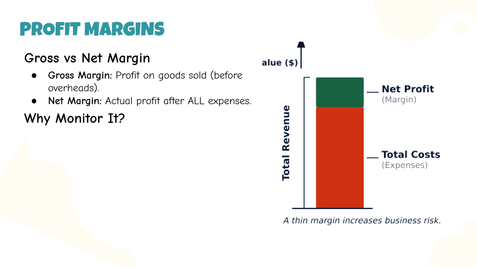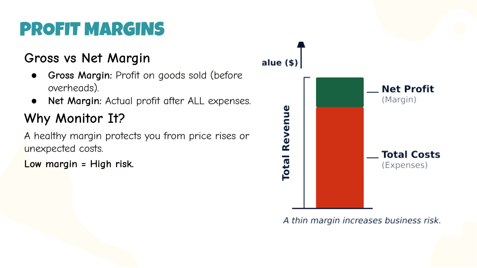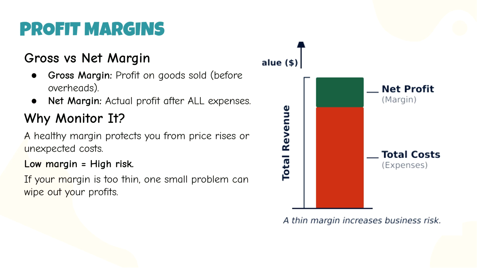Why do you have to keep an eye on gross and net margin? A healthy margin protects you from price increases or unexpected costs. A low margin means you've got a high risk. If your margin is too small, a small problem will wipe your business profits.